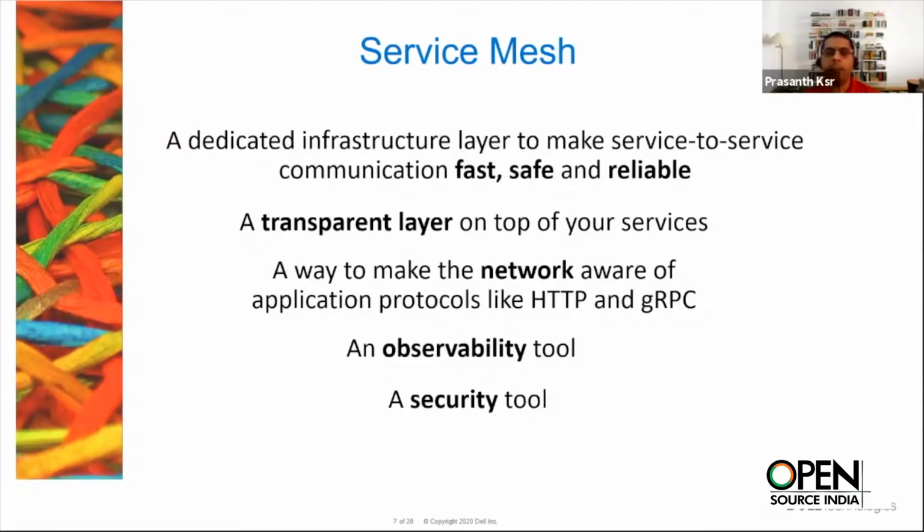It is not something like a black box that you cannot look into. It is a very transparent layer which runs on top of your services, and it also ensures that all the communications and the network around your microservices are generally available, and aware of protocols like HTTP and remote procedure calls. gRPC stands for global remote procedure calls. It can also be used as an observability tool to observe what is happening around the services in your mesh, and as a security tool.